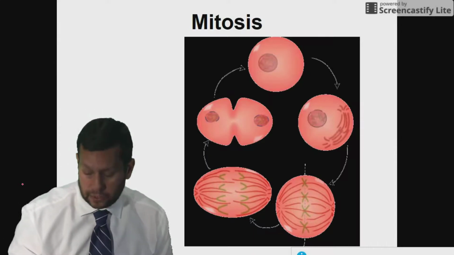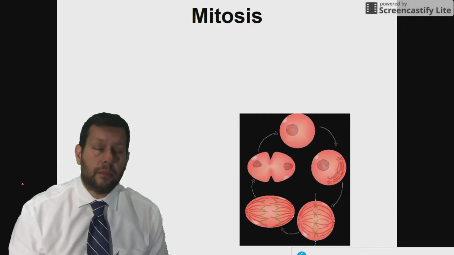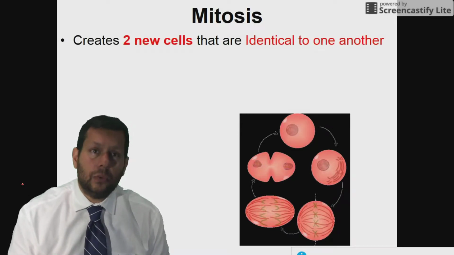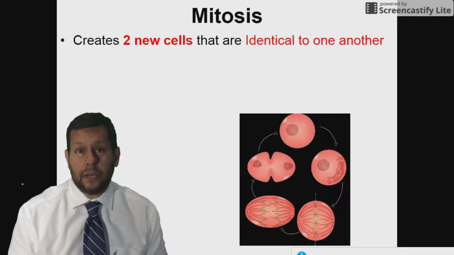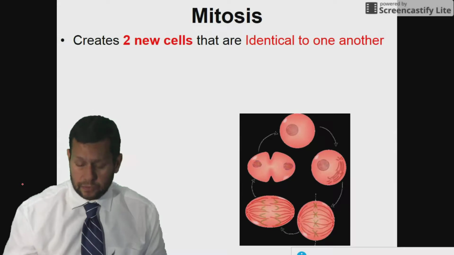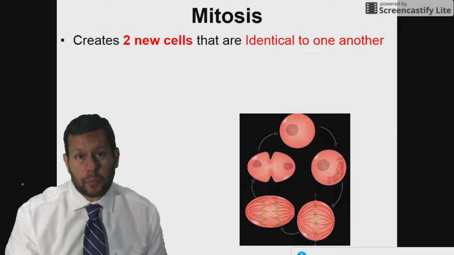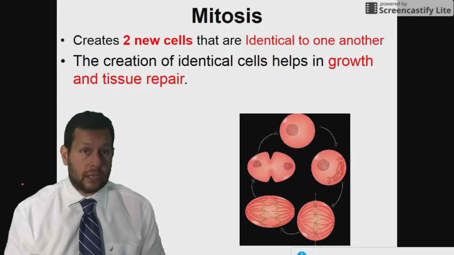So there are some characteristics about mitosis that you should be aware of, and one of them is that mitosis creates two new cells. These two new cells are called daughter cells, and they are identical to one another. It is a genetic copy, it is a clone, and the reason why it's important that we have that process is because this is going to be used in growth.